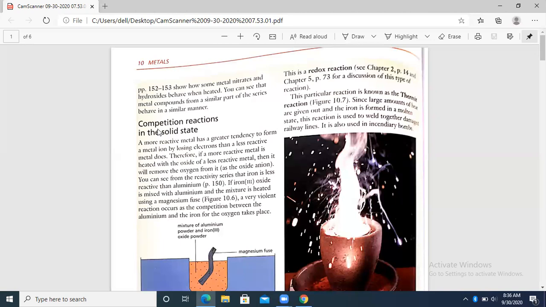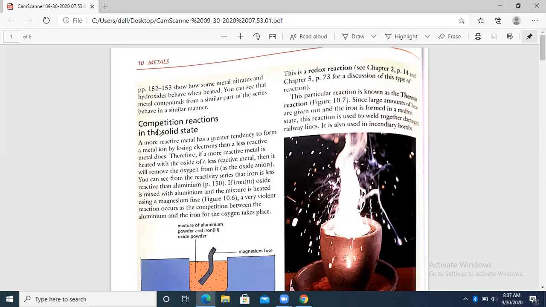The reactive metals, moderately reactive metals, and unreactive metals, how they decompose. Both three cases we discussed. First case we studied nitrates. In the case of a nitrate, the reactive metals will produce their nitrite and oxygen. The moderately reactive metals will produce their oxide, nitrogen oxide and oxygen. And in the case of unreactive metals, they will produce their metal, then nitrogen oxide, then oxygen. That is the nitrate decomposition.